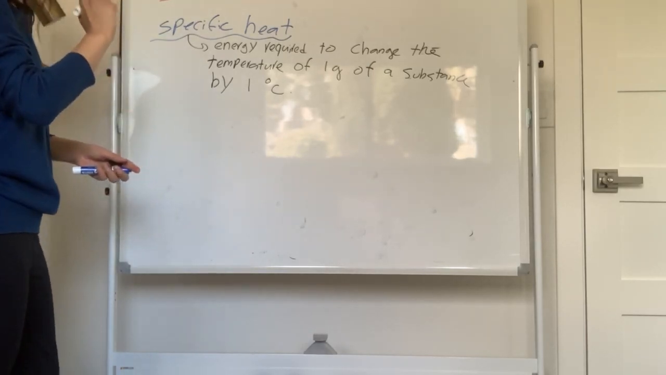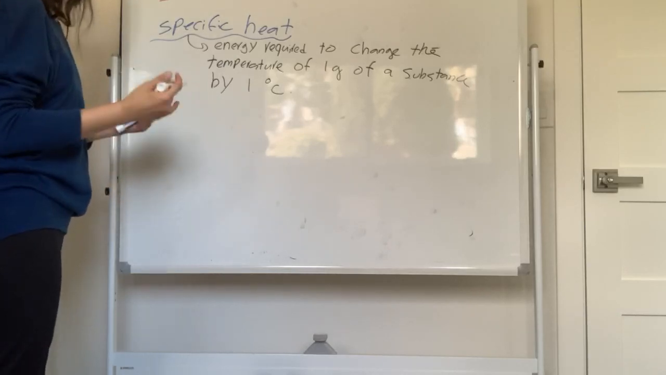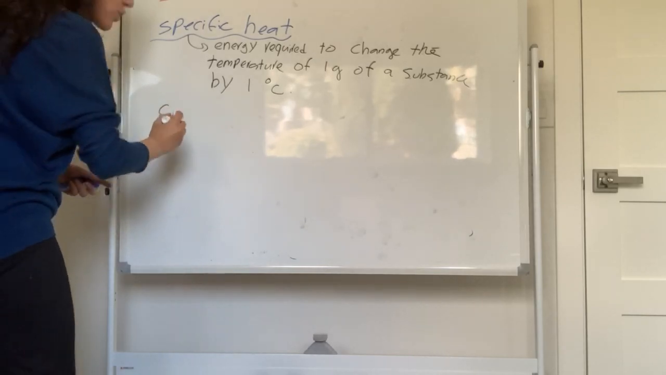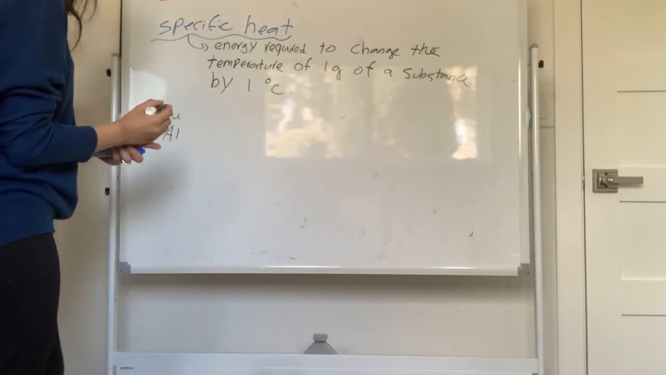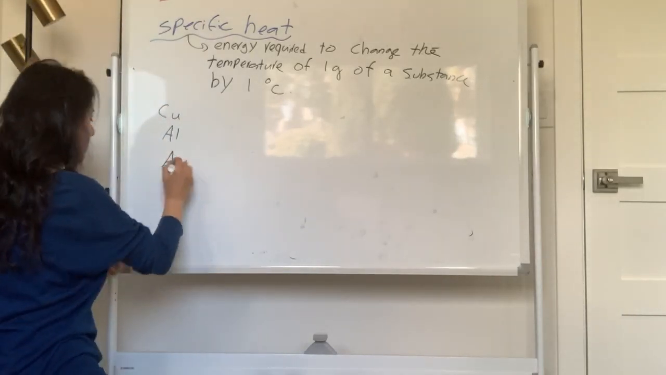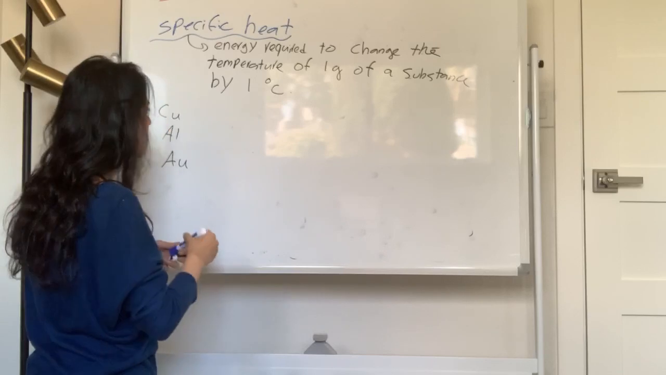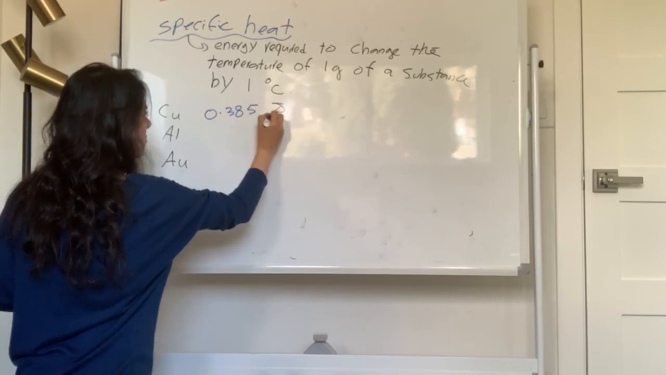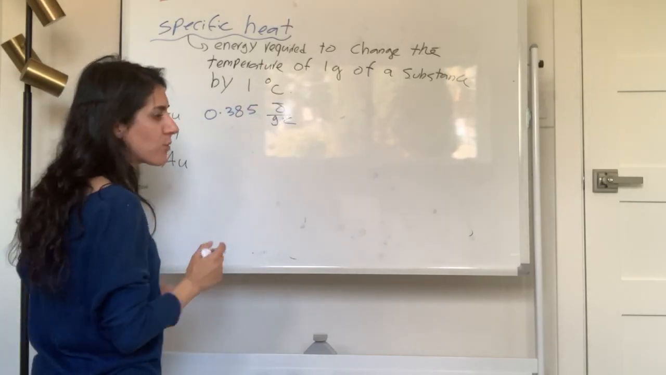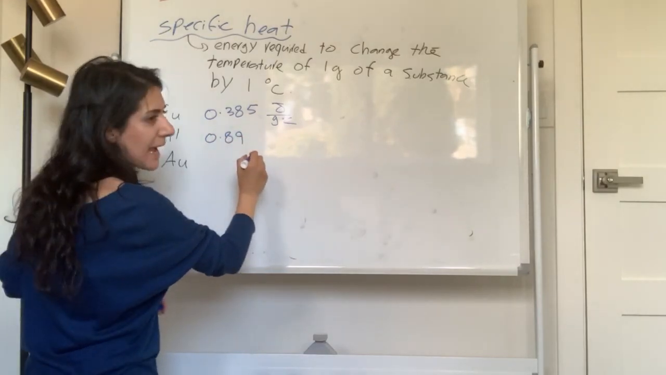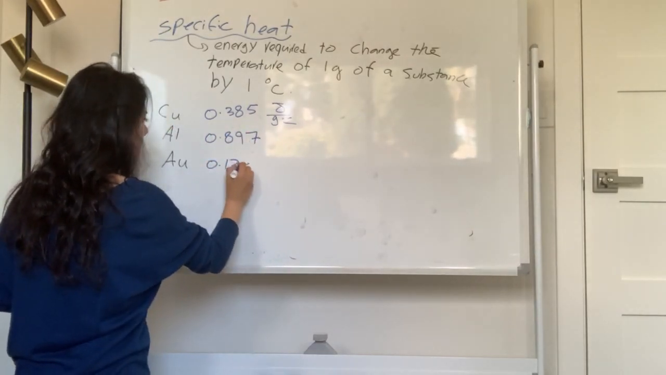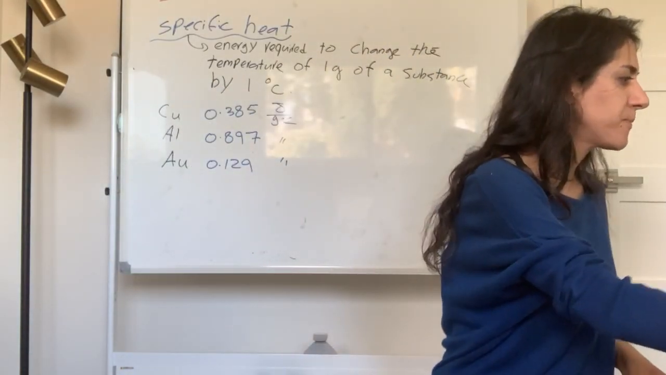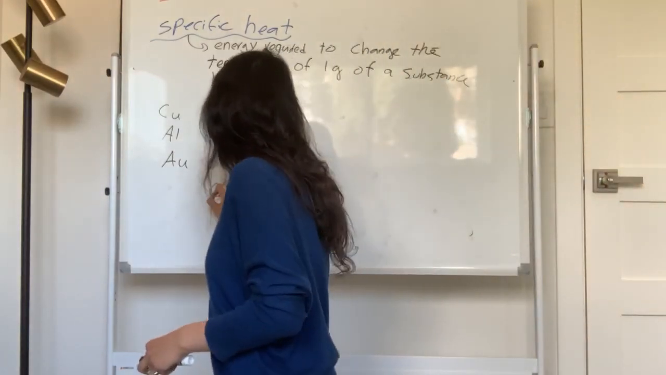Now, I want to put up a table for you. The table kind of gives you an idea and puts things in perspective. I want to put different elements: copper, aluminum, gold, and silver, and their specific heat in joules per gram degrees Celsius. Copper's specific heat is 0.385 joules per gram degrees Celsius. Aluminum is 0.897. Gold is 0.129. Again, they have the same unit. Silver is 0.235.